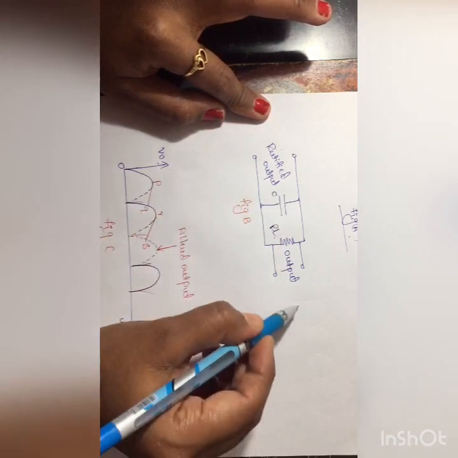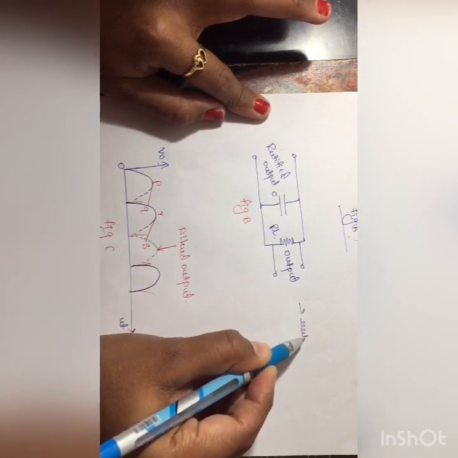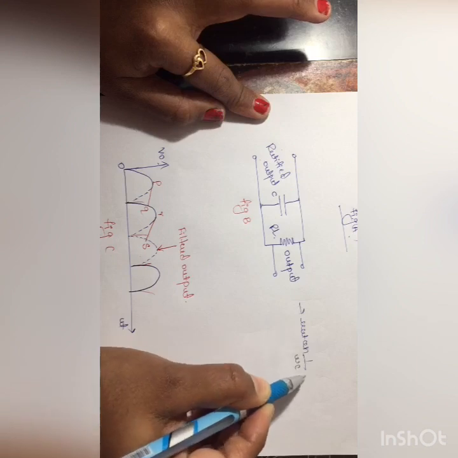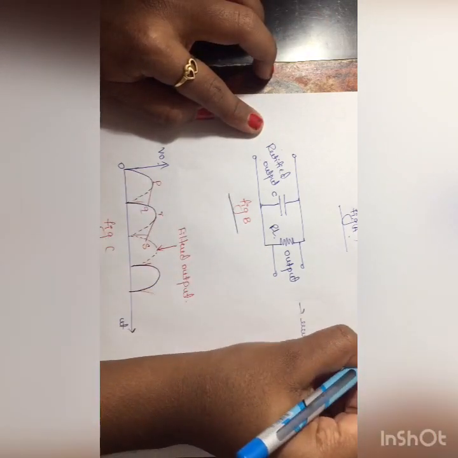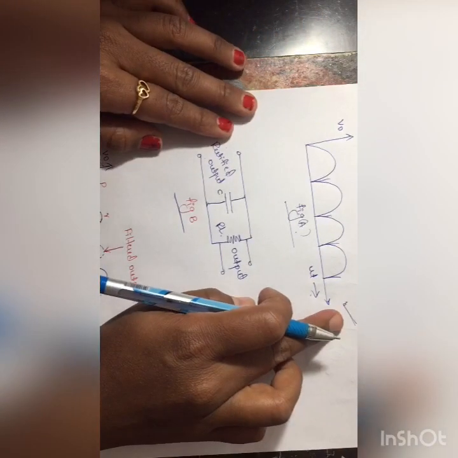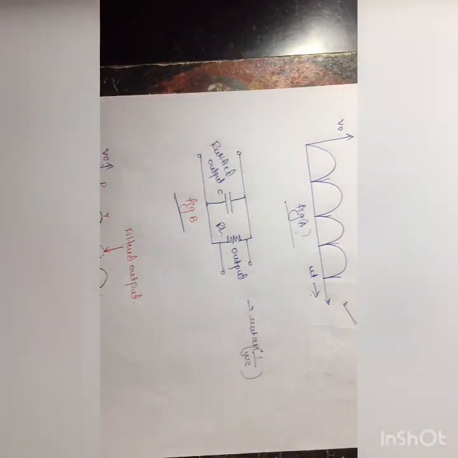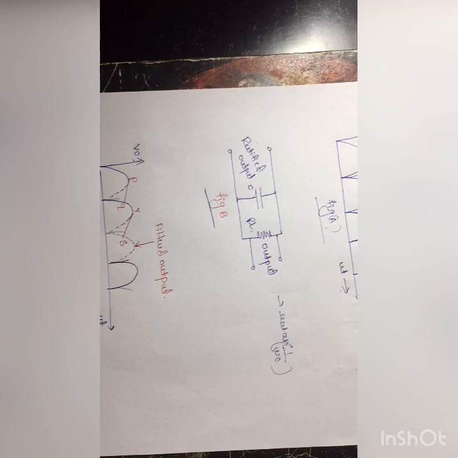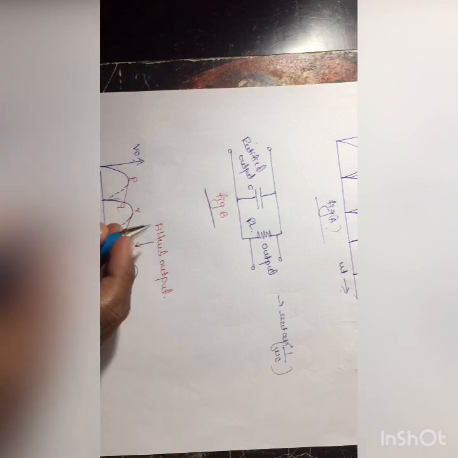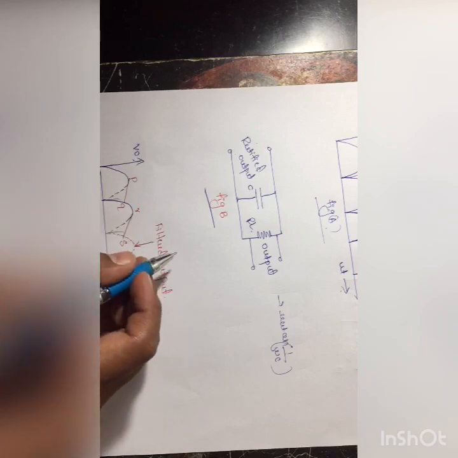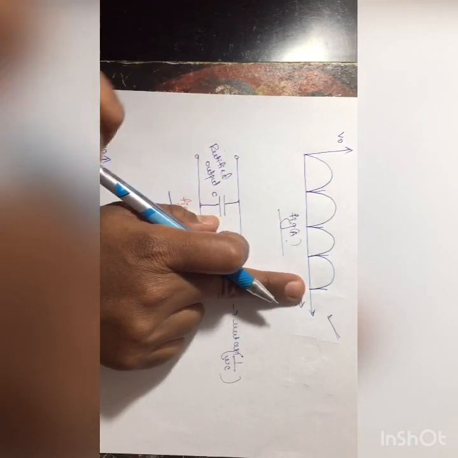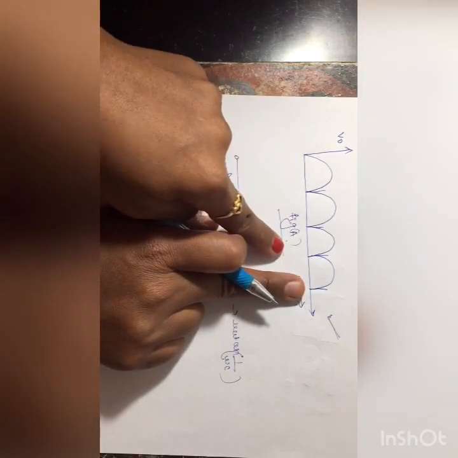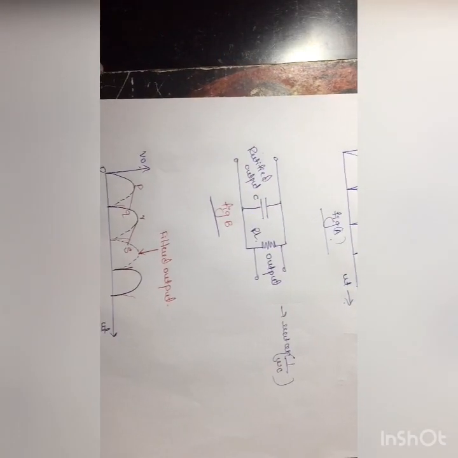That time this capacitor acts like a reactance, 1 by omega C. This is before the filter, and after that what will happen? See here, the pulsating output voltage of the rectifier is in the absence of the capacitor. I told you, without the filter, the output should be looking like this. After that what will happen?